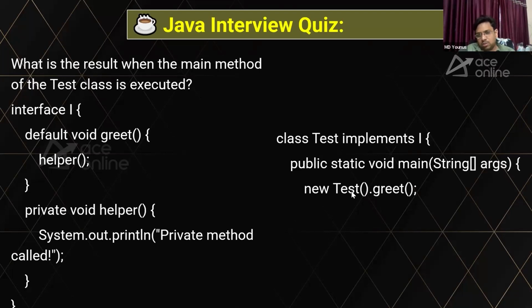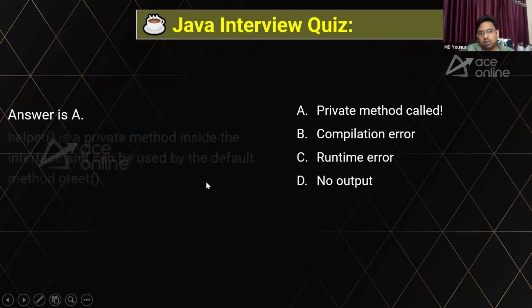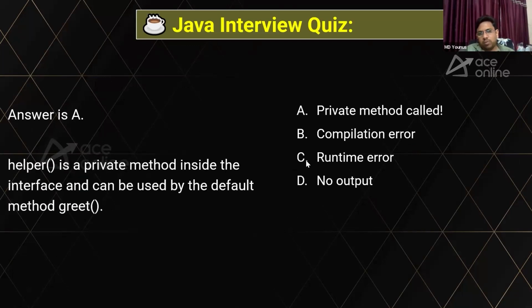It's my bad. So please now you can answer what will be the output for this. And very nice, Sarika. Thank you. You correctly pointed out. And I hope you also know new I is not possible because it's an interface. You cannot instantiate it. We will get an error if I say new I. So the output is private method called. Nice. Let me show you the options now. Options are: private method called, compilation error, runtime error, or no output.